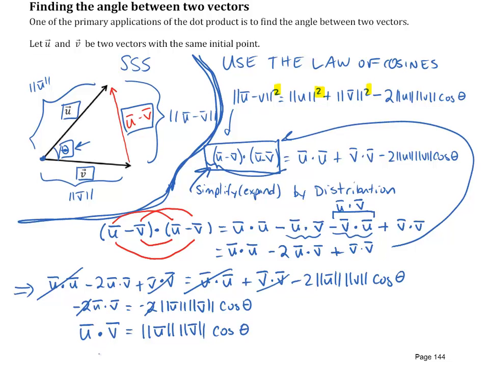So here's another way of seeing the dot product. The dot product is also the magnitude of one vector times the magnitude of the other vector times the cosine of the angle between them.